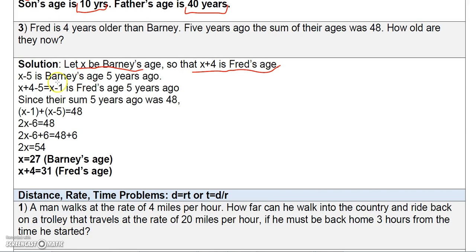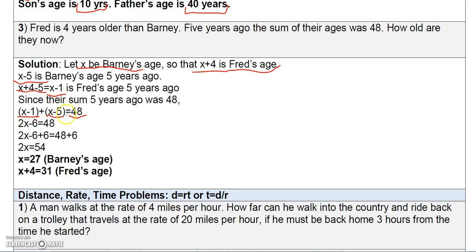Now, we need to back up 5 years ago. Let's find out what their ages were 5 years ago. Well, I don't know their actual ages, but I know Barney's age today is X, so 5 years ago his age would be X minus 5. And today Fred's age is X plus 4, so 5 years ago his age would have been X plus 4 minus 5. Well, X plus 4 minus 5 is actually X minus 1. So I can use X minus 1 for Fred's age 5 years ago and X minus 5 for Barney's age 5 years ago. And if I add those two ages together, that should equal 48 because it says those ages 5 years ago added up is 48.